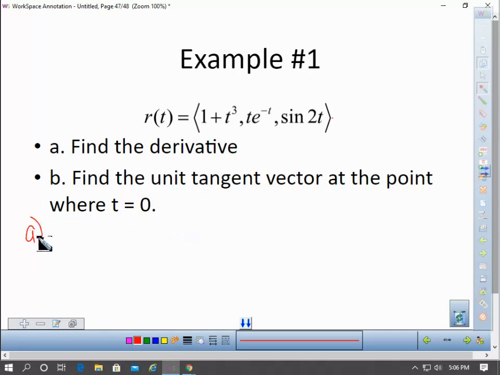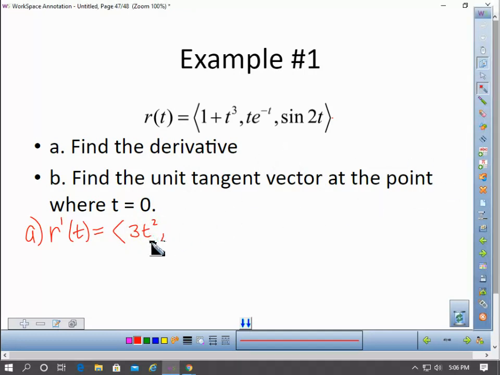So for part A, we want r prime of t. So that's just going to be a new vector whose 3 parts here, because this is a 3-dimensional one. We're just doing the derivative of each piece. So the derivative of 1 plus t cubed is going to be 3t squared. So that's the answer to the first one.